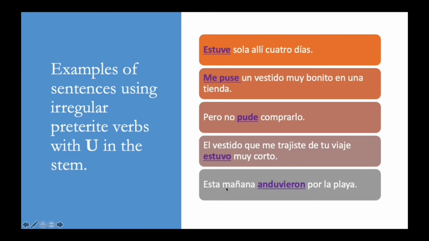And the last one, esta mañana anduvieron por la playa. This morning they walked on the beach. Or it can also mean this morning y'all walked on the beach. We would not know without more context.